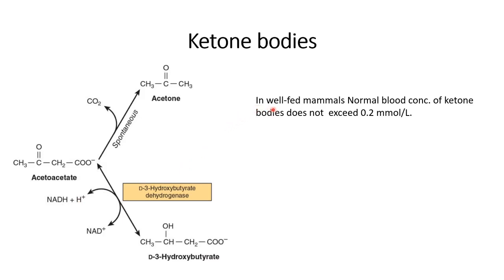In well-fed mammals, normal blood concentration of ketone bodies does not exceed 0.2 millimole per liter. That's why in normal individuals, the detection test for ketone bodies, that is Rothera's test, is negative. But in certain conditions in which the ketone bodies are excessively produced, this Rothera's test will become positive.